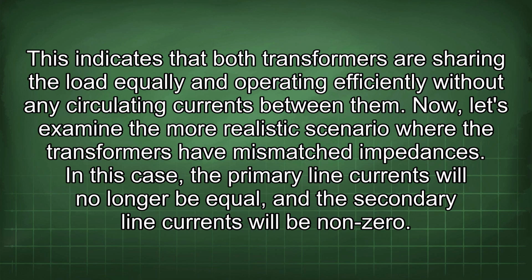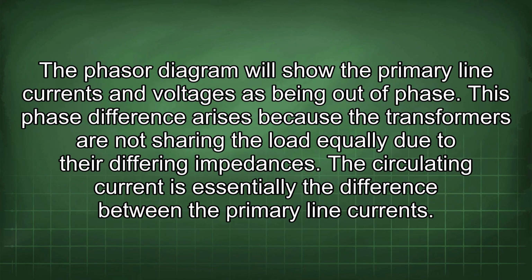Now, let's examine the more realistic scenario where the transformers have mismatched impedances. In this case, the primary line currents will no longer be equal, and the secondary line currents will be non-zero. The phasor diagram will show the primary line currents and voltages as being out of phase. This phase difference arises because the transformers are not sharing the load equally due to their differing impedances. The circulating current is essentially the difference between the primary line currents.